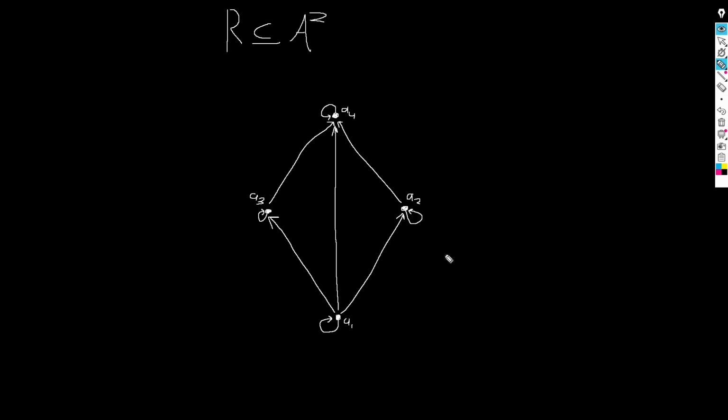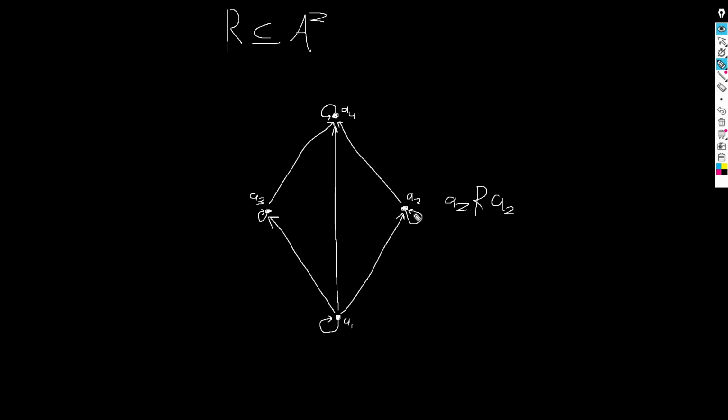So for example, in this directed graph, all of A1, A2, A3, A4 are elements of A, and all of them are related to each other in some way based on R. Same thing as before. For example, A1 is R related to A2 because there's an arrow, an edge from A1 to A2. But here, you'll notice that each vertex has an edge pointing from itself towards itself, because A2 is R related to A2.